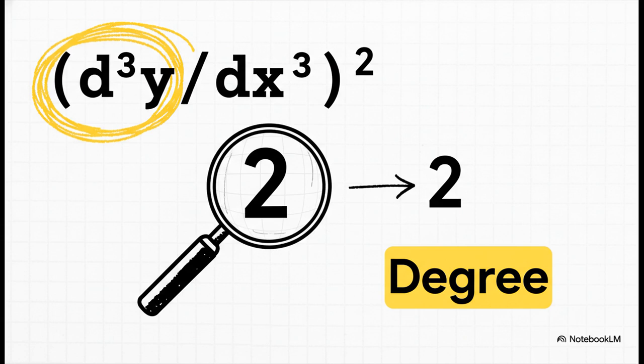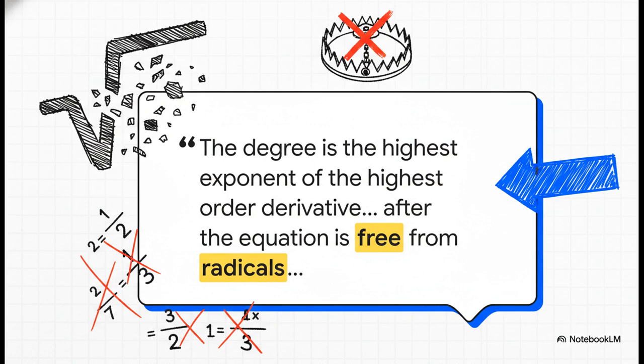Ignore everything else. But there is one little trap you gotta watch out for. You can only figure out the degree after the equation is free from any radicals, like square roots or cube roots that might be messing with your derivatives. So if a derivative is stuck inside a square root, you have to get rid of that first, like by squaring both sides of the equation, before you can correctly say what the degree is.